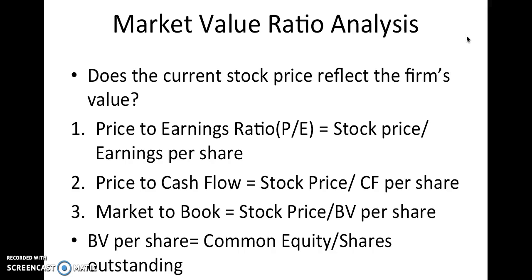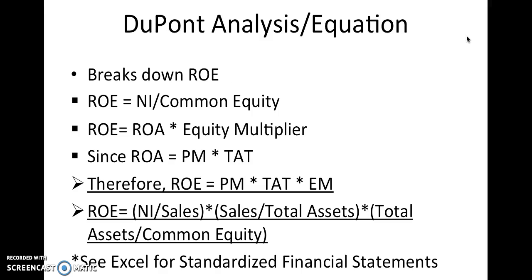So market value ratio analysis. Does the current stock price reflect the firm's value? Anytime we talk about price in a ratio, we're usually talking about the stock price, the price that you see in the market. So price to earnings ratio is a big ratio in the financial industry. Simply put, it's stock price by earnings per share. Price to cash flow, stock price by cash flow per share. Market to book value is stock price by book value per share. And book value per share is calculated through common equity divided by shares outstanding.